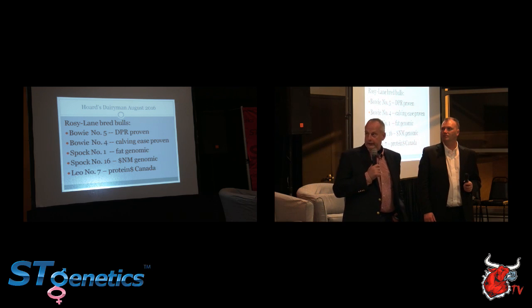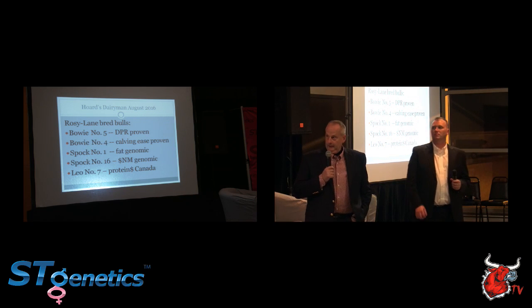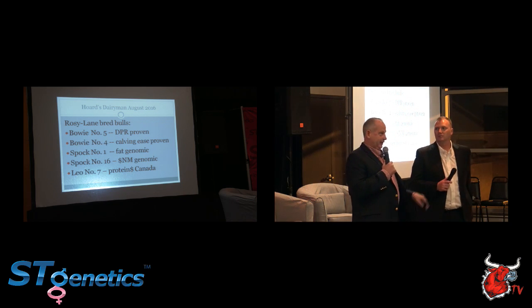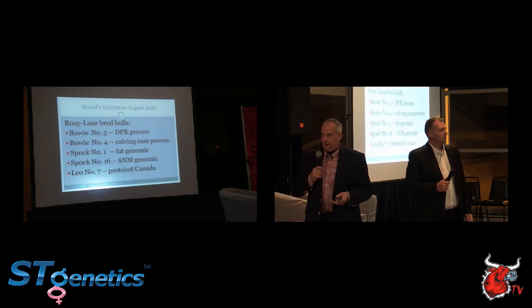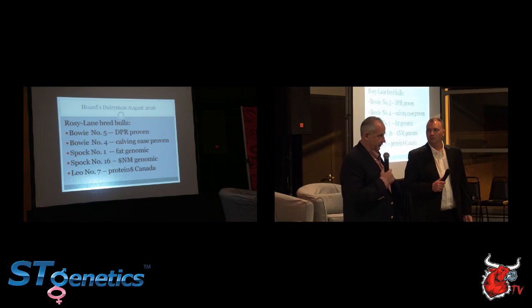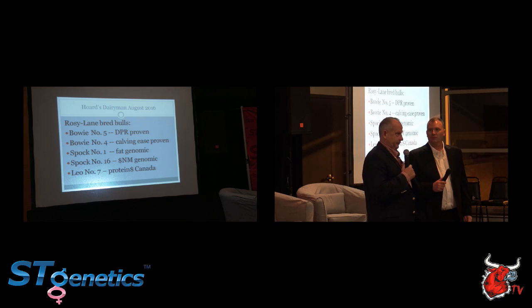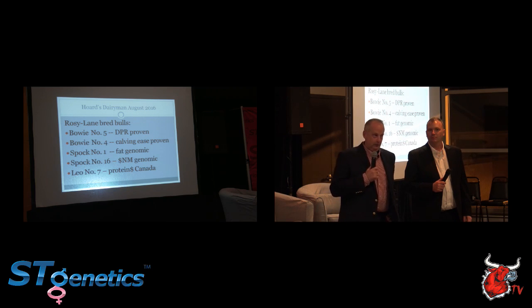Bowie is Alta Bowie, the number 5 DPR bull in the States for proven bulls. Bowie's also number 4 for Cavities. Cavities and DPR run together. The cow calves easy, they usually breed back easy. Those two traits seem to be correlated. Spock is the number 1 fat genomic bull. Butter's been a big driver for price in the United States, making up almost two-thirds of our milk check for the last 14 months. And he's also a very high net merit genomic bull. Leo is a bull that is number 7 for protein dollars in Canada. So I'm kind of proud that he ranks very well in another country.